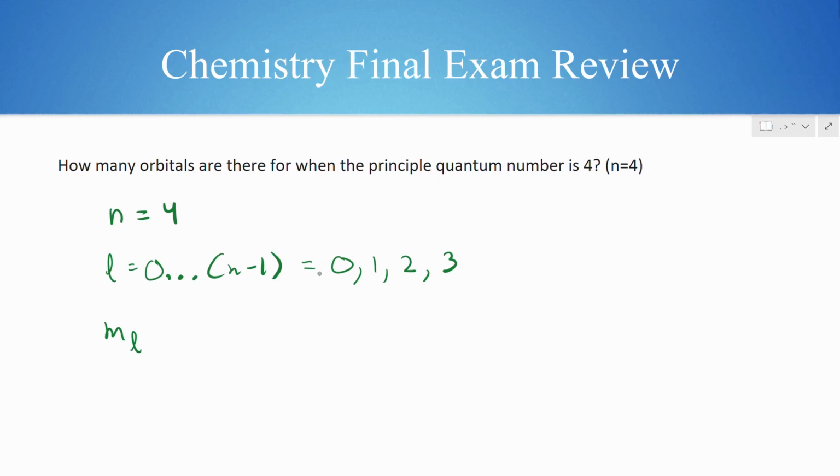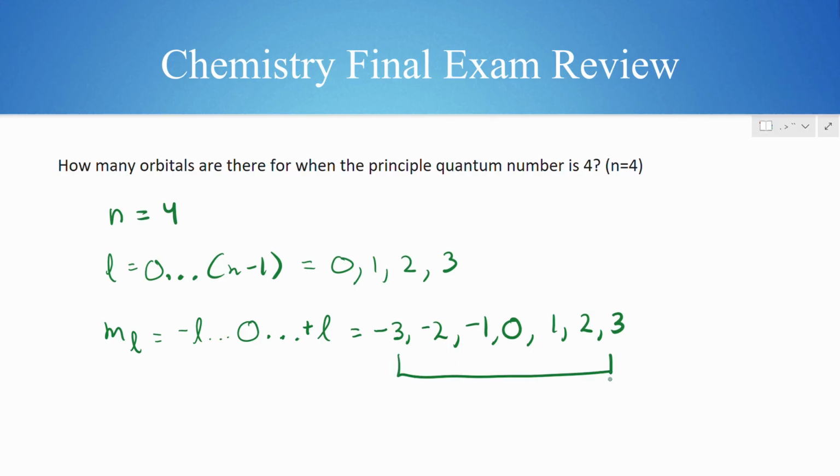Next, the m sub L values. These values are from negative L up through 0 and up to positive L. Therefore, this will be negative 3, negative 2, negative 1, 0, 1, 2, and 3. Now, how many orbitals is this? Well, we just count them all. We have 7 orbitals. So the number of orbitals is the number of m sub L values.